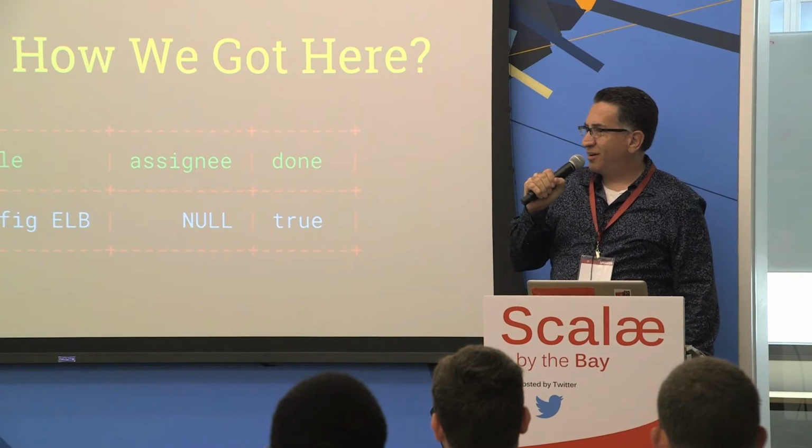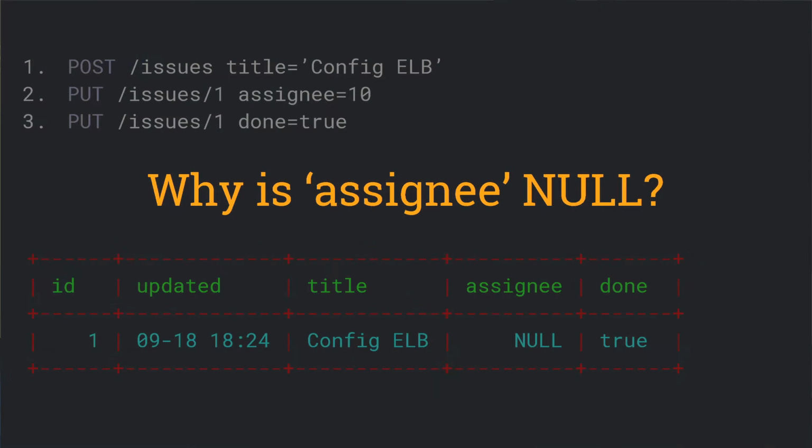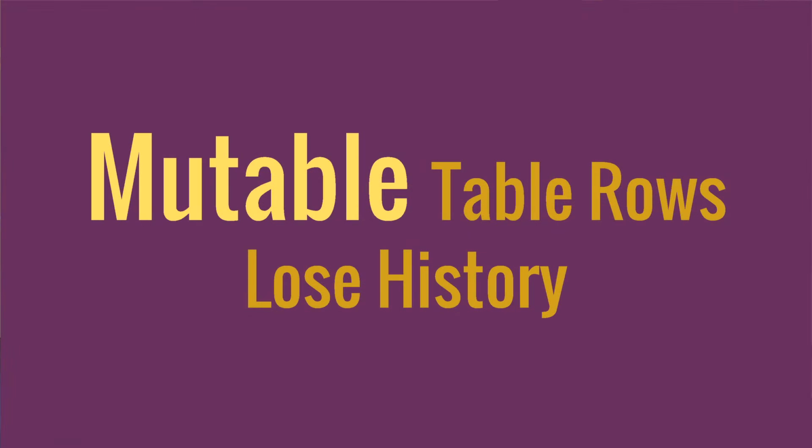Yeah, assignee is null. Fantastic. Good catch. How did it get to null? I don't know. We were mutating the database. We have no idea how that happened. I mean, that's kind of tough. When your rows are mutable, you don't have any history. You don't know how you got there.